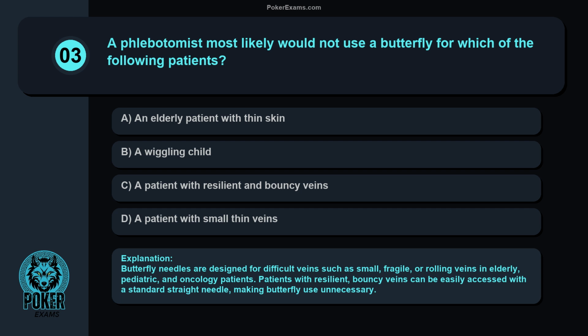Butterfly needles are designed for difficult veins such as small, fragile, or rolling veins in elderly, pediatric, and oncology patients. Patients with resilient, bouncy veins can be easily accessed with a standard straight needle, making butterfly use unnecessary.